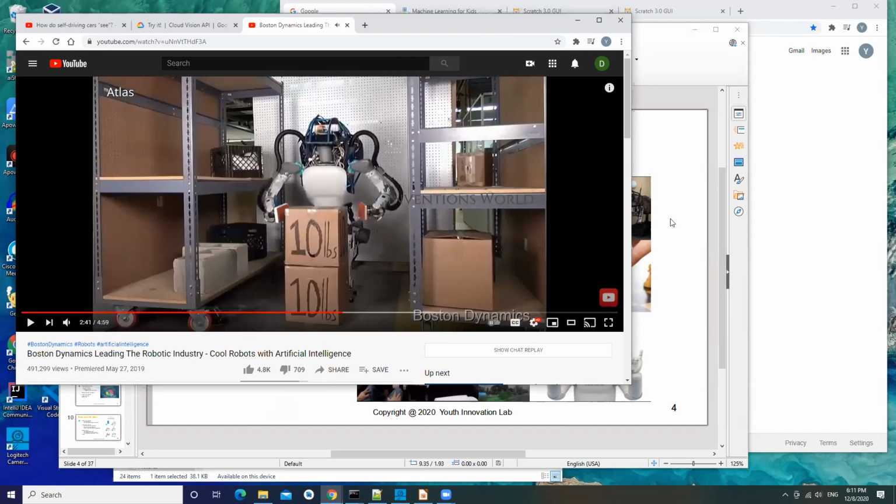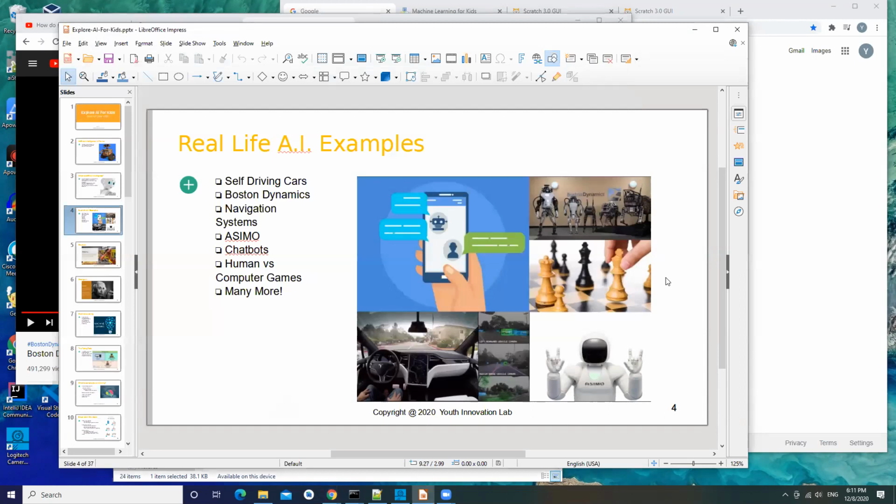Okay, we don't have time to play the whole video, but I'll give you the basic idea. That is, the robot based on AI was so advanced, they can do a lot of amazing stuff. And we don't even realize how much they can do. But basically, that's just some sort of advanced AI.